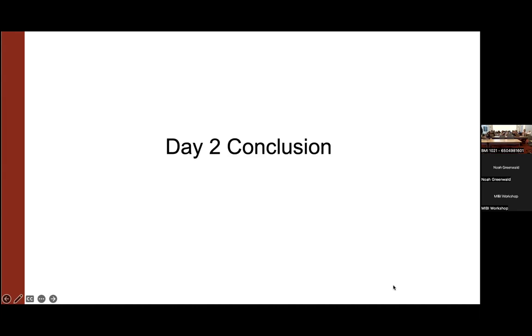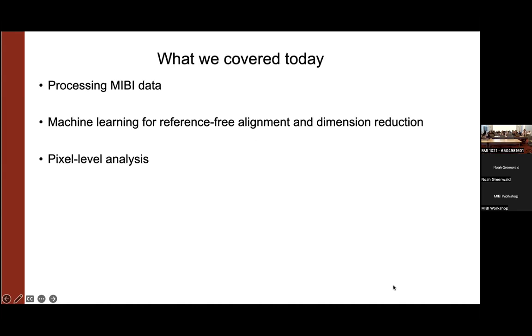Okay, so thank you everyone for sticking with us for day 2. Just going to give a brief overview of what happened and what's to come. First, we talked about processing MIBI data, Rosetta, normalization, all that good stuff to take the output of the commercial instrument and make it basically ready for ARC.